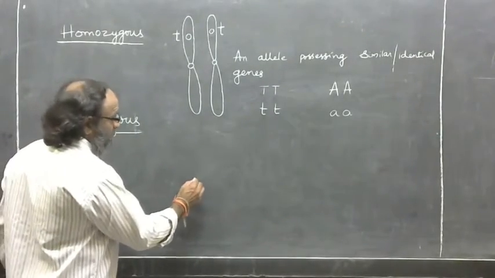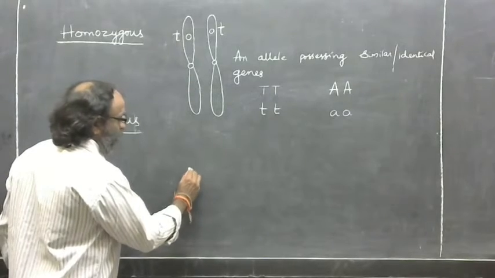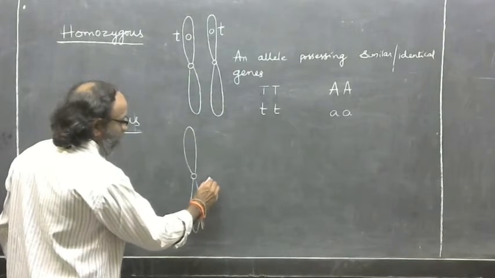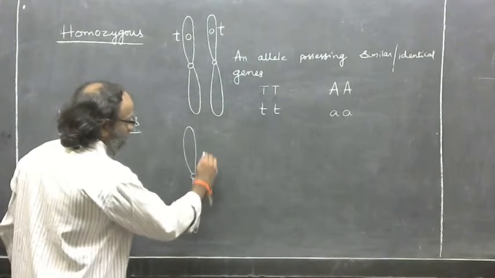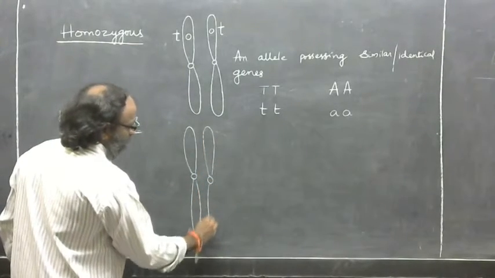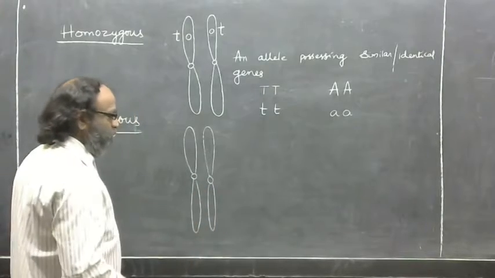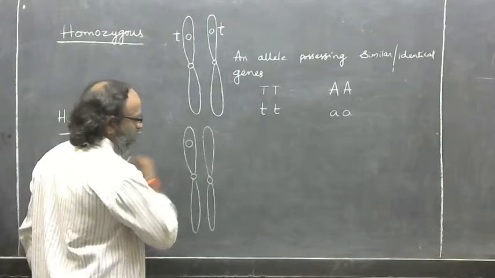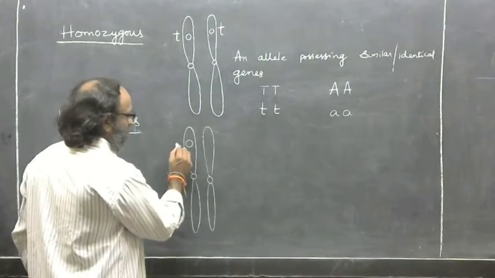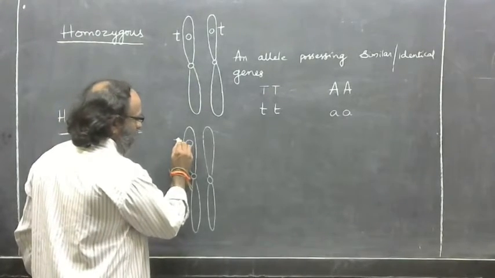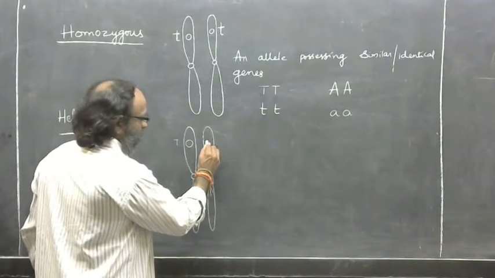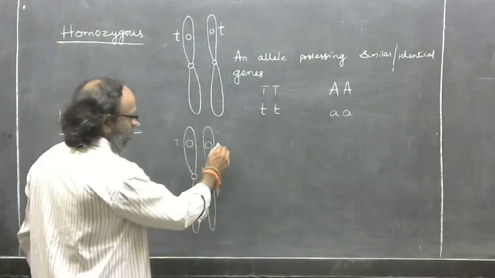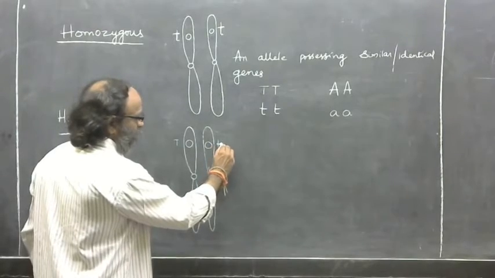Now observe this diagram. Now this is again a chromosome with a centromere and chromatids. Imagine these are the homologous chromosomes. These are structurally similar chromosomes. At this locus, there is a gene capital T. At the same locus on the other chromosome, there is a gene small t.